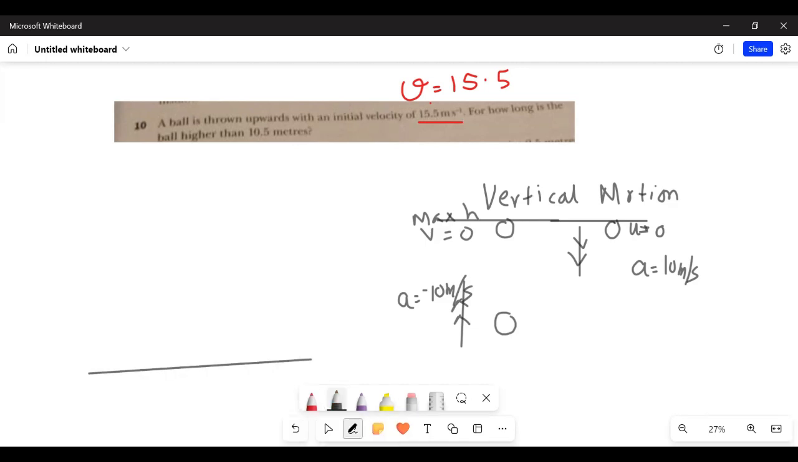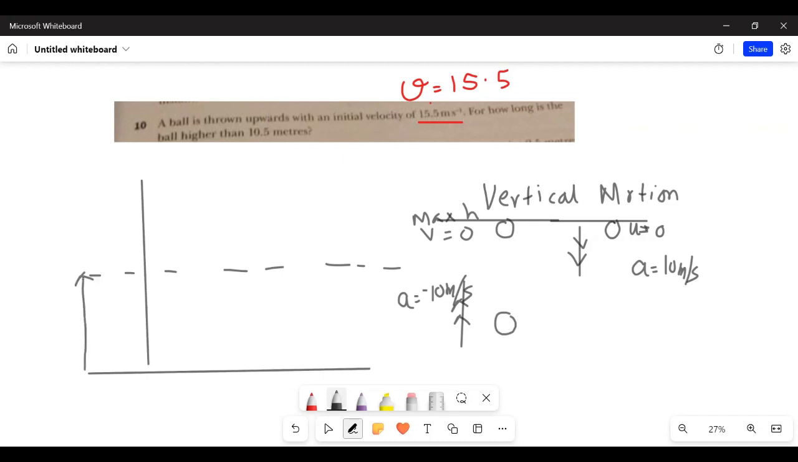Okay, so here's the ground. The ball is thrown upwards. At some point, at some time, it reaches the height of 10.5 meters. This is 10.5. And then, of course, it goes up and then it begins to come down and comes back to this height and then it eventually falls down. So you're being asked what's the time between this part of the journey, that it crosses 10.5, goes up, then comes down, crosses the 10.5 distance again and goes down.